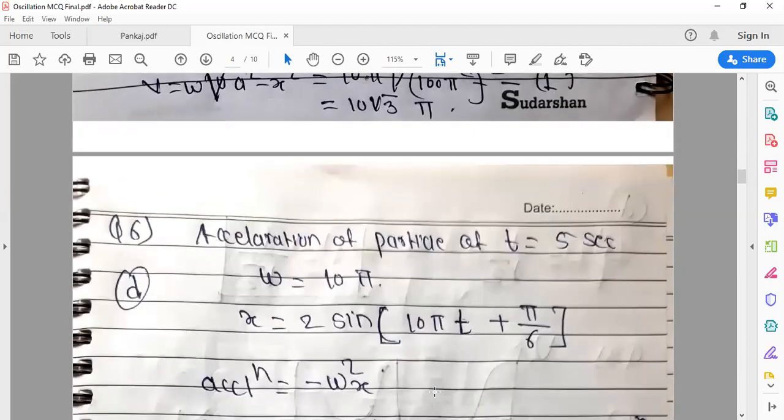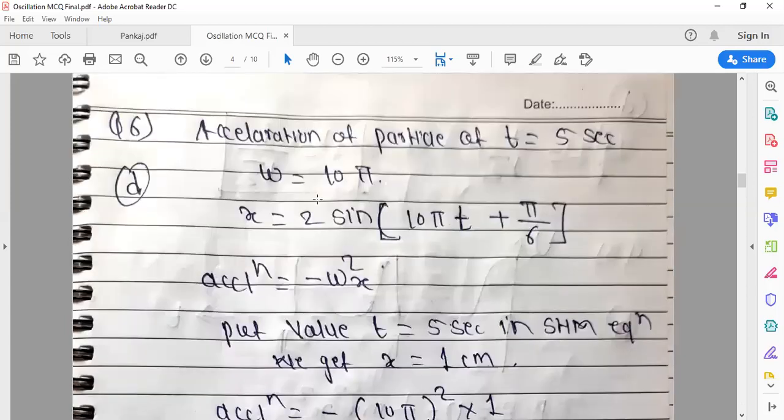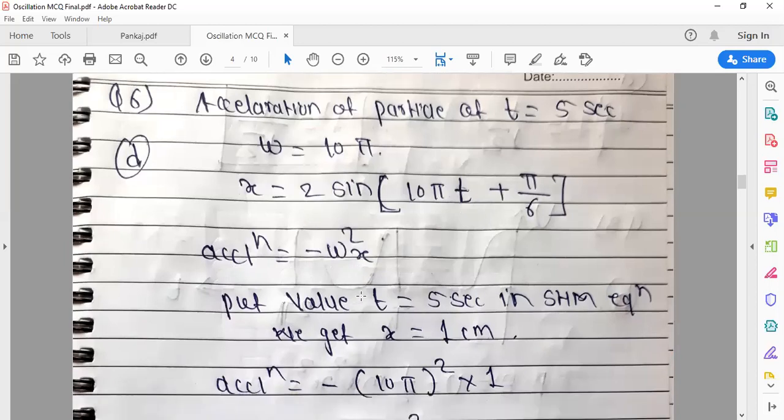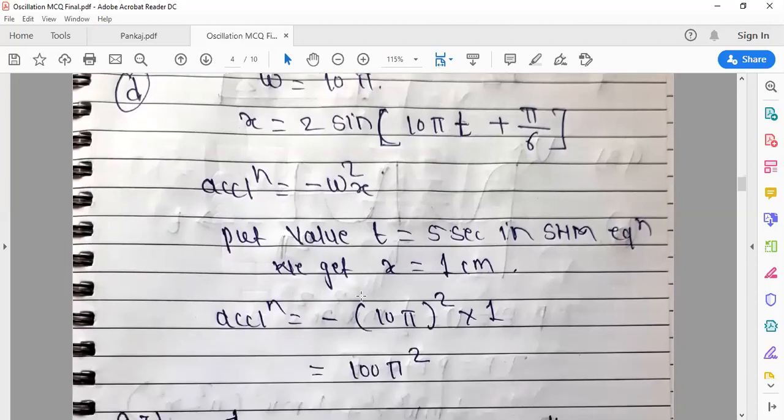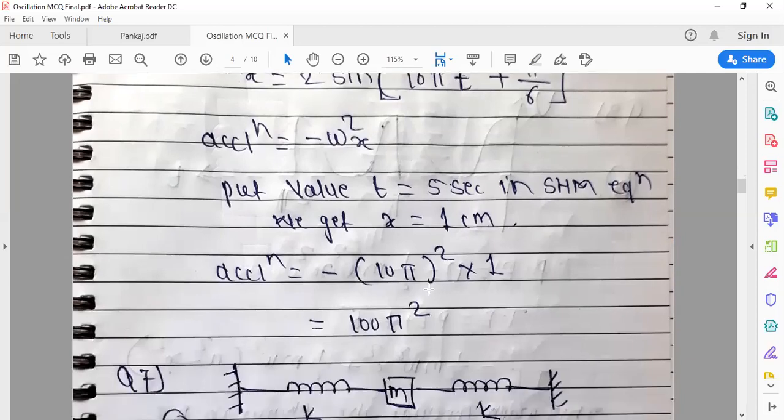Similarly, question number 6. In question number 6, what is the question? Acceleration of the particle at time 5 seconds is, same t is given, calculate the acceleration from the last given equation. Omega is equal to 10 pi, x is equal to 2 sin(10 pi t plus pi by 6). Acceleration equation is minus omega square x. So put the value of t as 5 seconds.